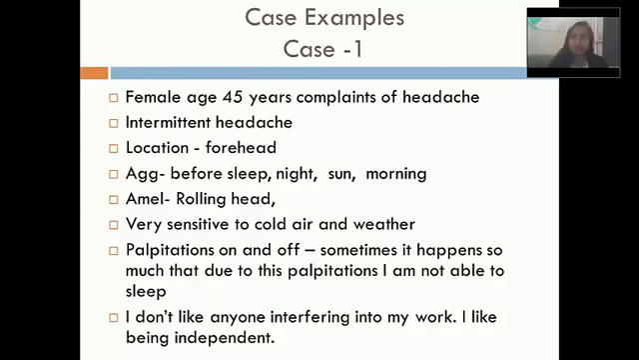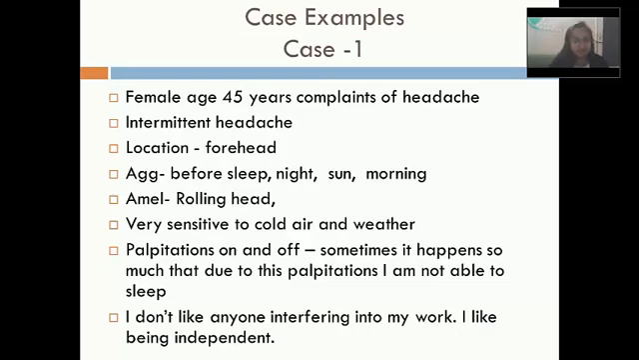Now I have taken some case examples for you to show you how to take all the rubrics together. This case is of a female aged 45 years. She has a headache, a very intermittent headache, mostly on the forehead, and when I took the case, she told me that it's aggravated before sleep, at night, in the sun, and in the morning also. And I then asked how she gets relief.